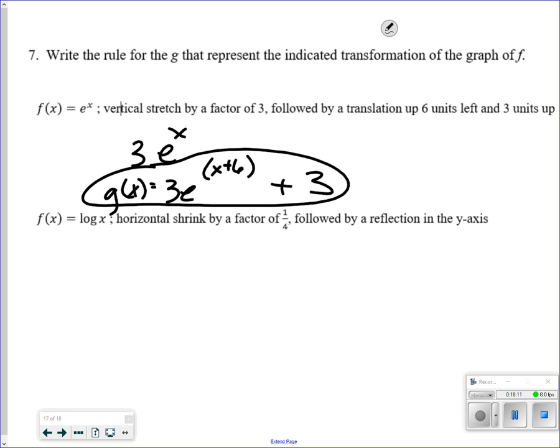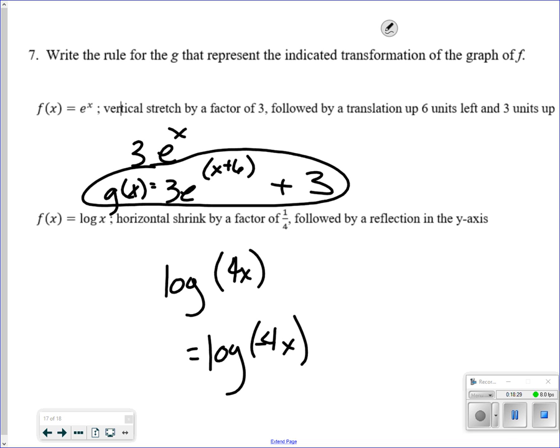Next one's a log. I'm going to do a horizontal shrink by a fourth. So I'm going to replace x with 4x, followed by reflection on the y-axis. So I'm going to replace x with a negative. So I've got a negative 4x, and that is my new g function.